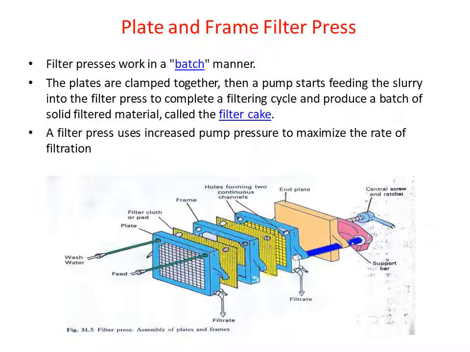A filter press uses increased pump pressure to maximize the rate of filtration. That is, if time increases, deposition of cake will increase. Once the deposition of cake increases, the flow of clear liquid passing through the cake is less, so filtrate volume decreases. So if we want more filtrate volume, we increase the pressure of the entering fluid. Due to pressure, clear liquids are easily passed through the cake, then filtrate volume will increase.